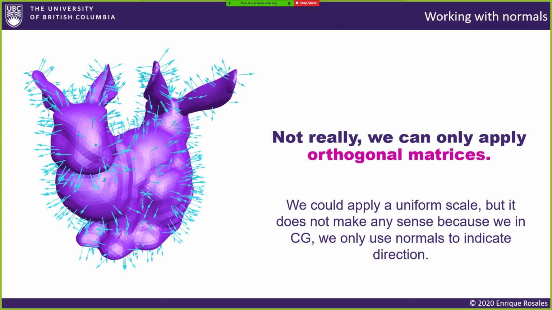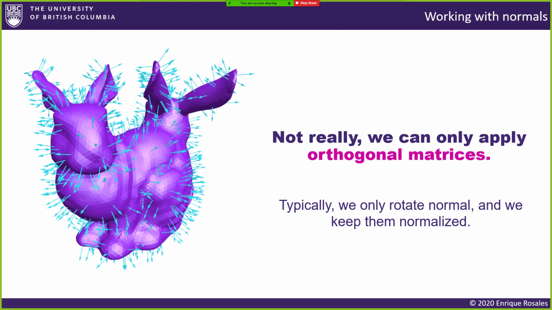So in the end, what happens with normals is that we typically only rotate normals, right? And we usually keep them normalized, right? This is super important because it's not just, oh, now I have this amazing tool that is affine transformations and I can apply it to everything. Not to everything, and not in any case, right? So in the case of normals in particular, you only apply orthogonal matrices, namely rotation matrices. Those are the only ones that we actually care about.